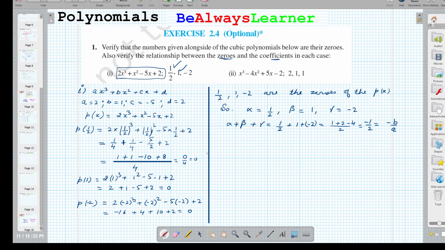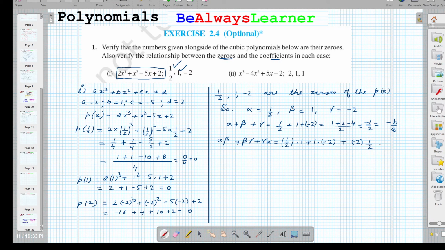Next, the sum of the products of zeros taken two at a time. So that will be alpha into beta plus beta into gamma plus gamma into alpha. In case of 3 zeros, we have this relation. So we are going to put the value of alpha, then beta is 1, plus beta is 1, gamma is minus 2, and plus gamma is minus 2 and alpha is 1 by 2.